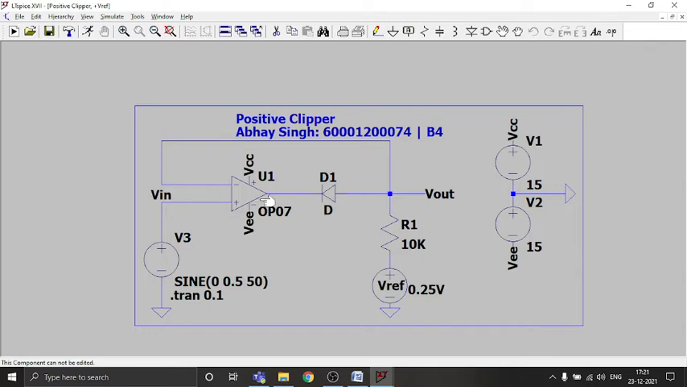What is the actual meaning of the clipper? A clipper removes some part of the input waveform, either positive or negative, as per the V reference configuration. So a clipper circuit is a combination of both a rectifier diode and clipping parts. The clipping part depends on V reference and V in. As per our V reference and V in, we will get the clipping part. So I am going to run the simulation.